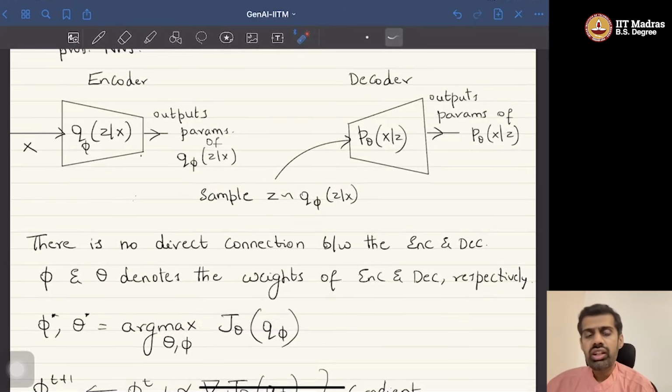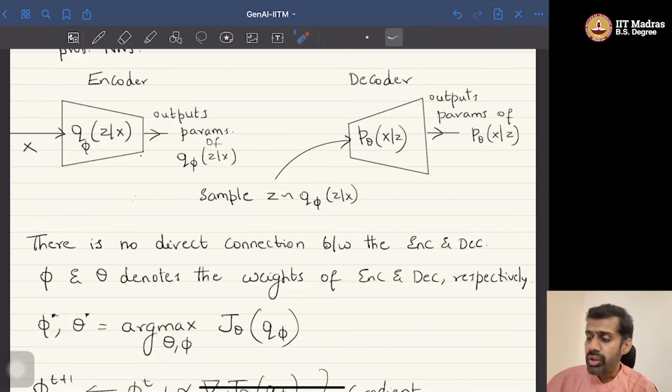Before moving to the gradient computation, let me just reiterate the data flow within a VAE so that the discussion on gradient computation is well appreciated. So in a VAE, we have two neural networks, encoder and decoder. A data sample X goes as an input to the encoder network, and the encoder network outputs the parameters of the latent distribution Q phi z given X, that being a probabilistic neural network.